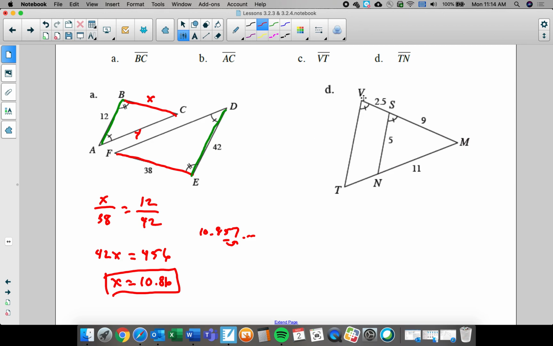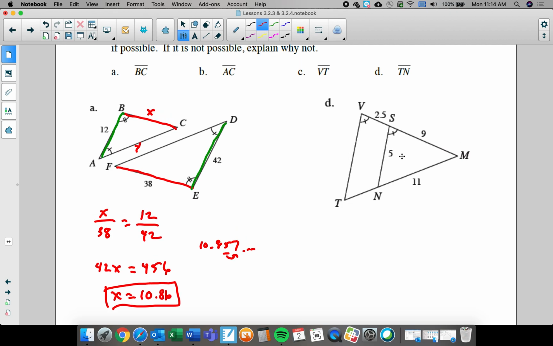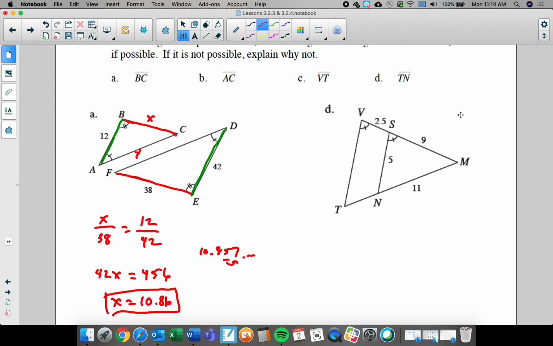Then if we come to part D here, parts C and D are asking you to find, in part C, I'm going to put an X right here, the side length of VT. We already said that these are similar, so I'm going to set this up as X from the bigger triangle corresponds with 5 from the smaller triangle. And therefore, now I have to come back to the bigger triangle.